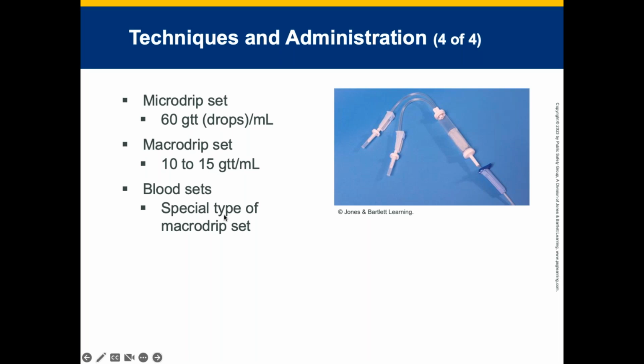A macro drip allows 10 to 15 drops. They also have 20s as well that are out there, which is a large opening between the piercing spike and the drip chamber itself, which allows for rapid fluid replacement.